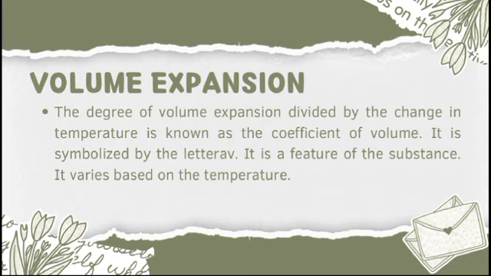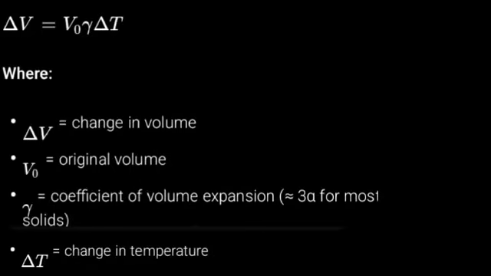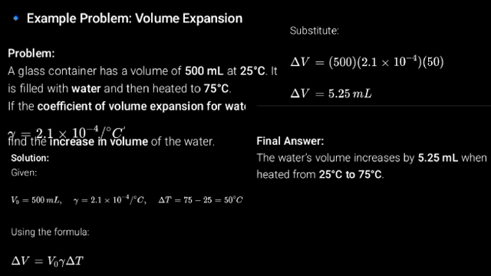Volume expansion. The degree of volume expansion divided by the change in temperature is known as the coefficient of volume expansion. It is symbolized by the Greek letter gamma. It is a feature of the substance. It varies based on the temperature. Here is the formula of volume expansion. Delta V equals V0 times gamma times delta T. Here's the example of volume expansion.